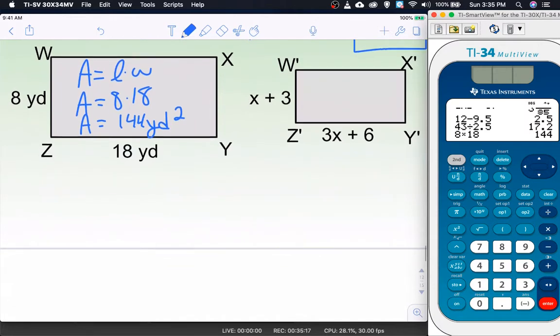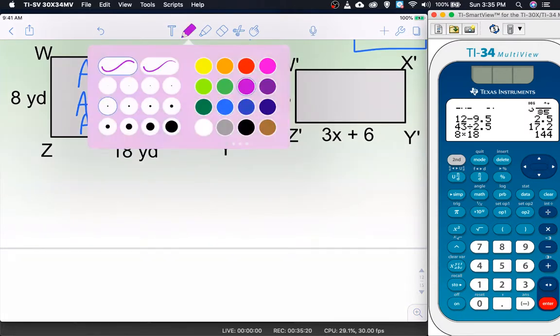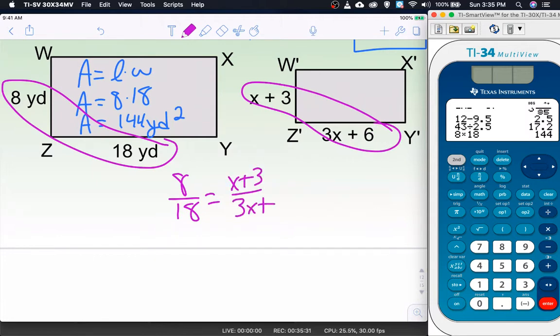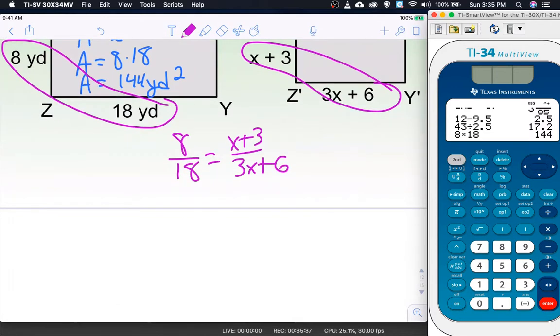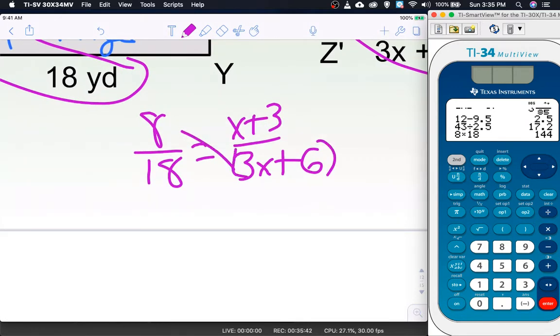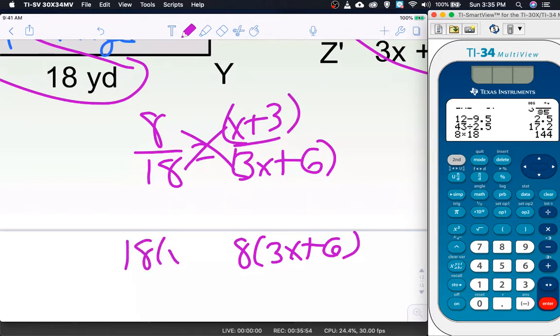All right, now we have space. So I'm going to use the proportion 8/18 equals x plus 3 over 3x plus 6. And I cross multiply. So 8 times 3x plus 6, and 18 times this gives me 18 times x plus 3. A little squished there, but that's okay.